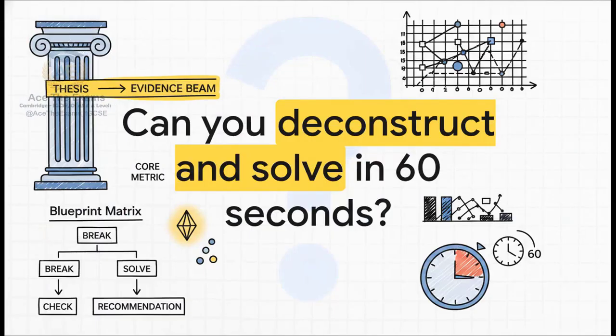So here is your challenge. I want you to look at your very next past paper and ask yourself a critical question. Does my evidence beam successfully latch onto my main thesis column? Imagine a 60-second visual countdown timer right in front of you. Under that pressure, apply the blueprint matrix. Can you deconstruct the prompt, break it into logical steps, solve it systematically, check your load-bearing capacity, and make a justified evaluation before time runs out? That is the exact speed and accuracy the Cambridge Assessment objectives demand from a master architect.